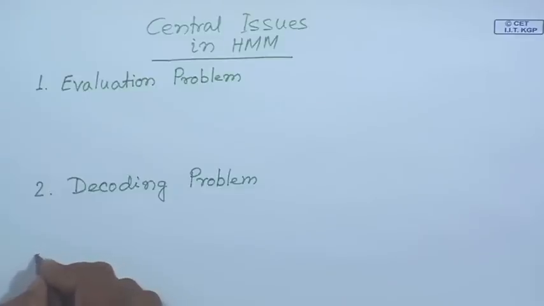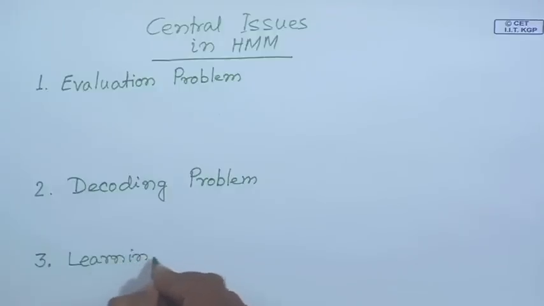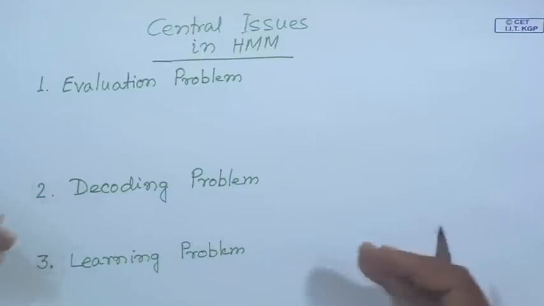And the third problem, which is very important, not only in the case of hidden Markov model but in all classifiers, is the training of the classifier or the classifier learning, because unless the training is done properly, the classifier cannot classify the patterns. So the third problem, which is a very important problem, is the learning problem. That is, how the hidden Markov model actually learns the patterns, or how do you train the hidden Markov model.